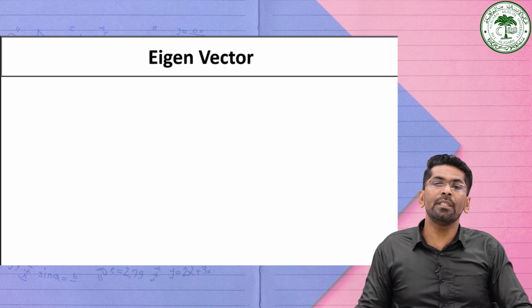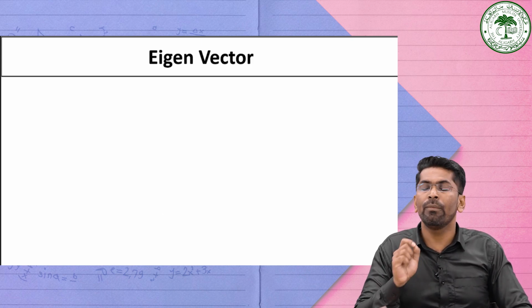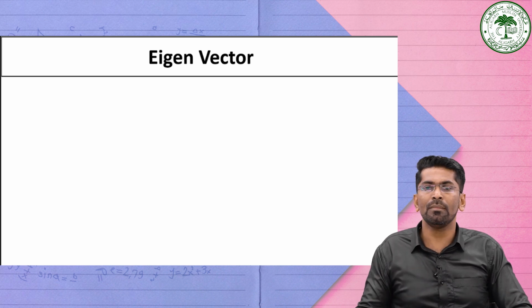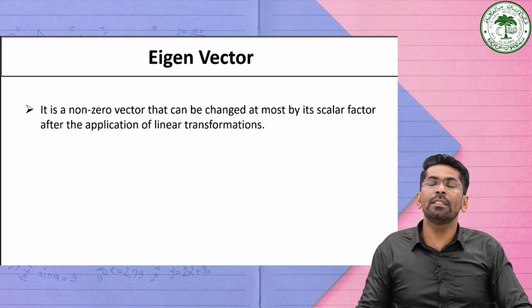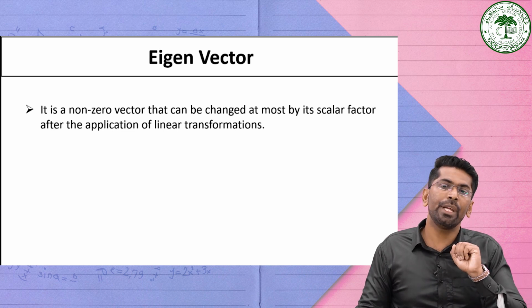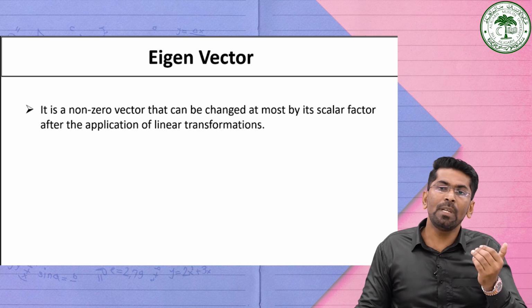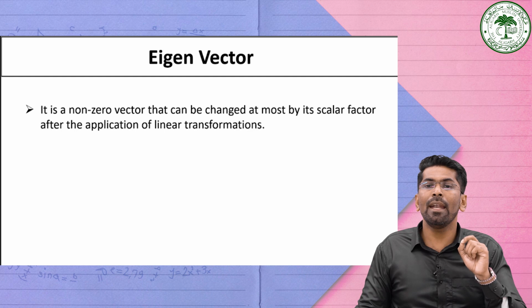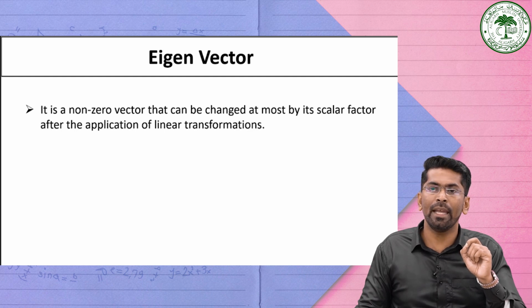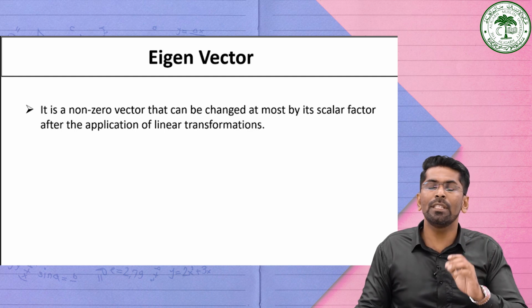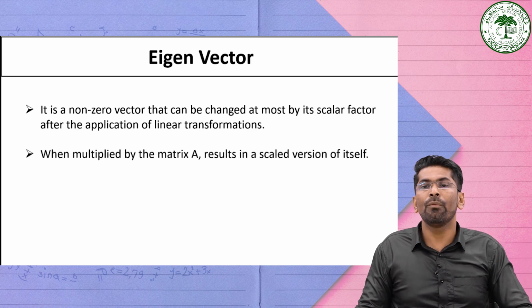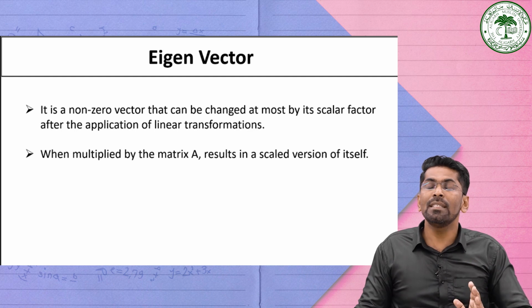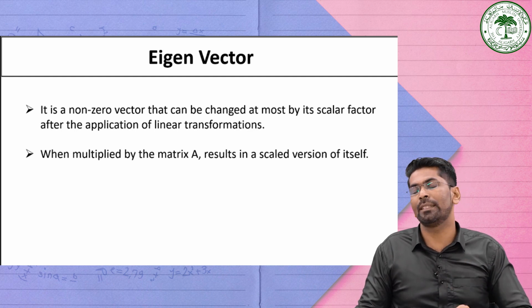Now as against the eigenvalue, we have an eigenvector as well. It is a non-zero vector that can be changed at most by its scalar factor after application of a linear transformation. So an eigenvector of a square matrix A is a non-zero vector that, when multiplied by the matrix A, results in a scaled version of itself.